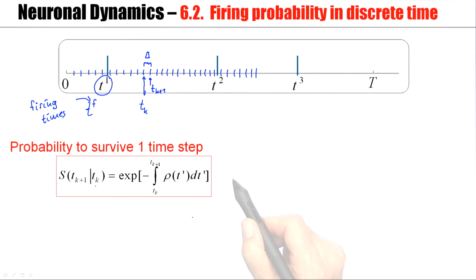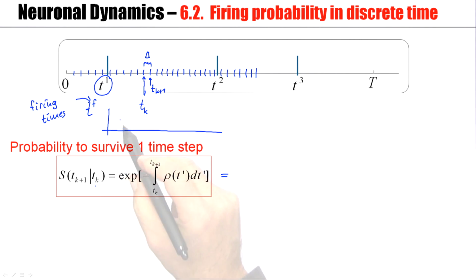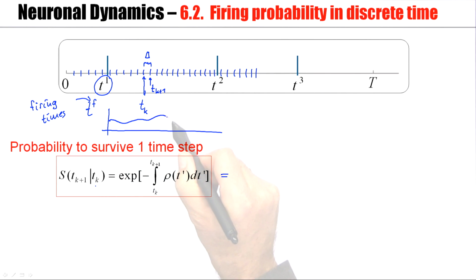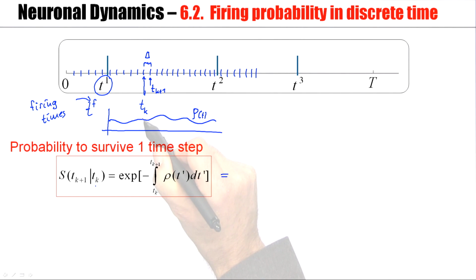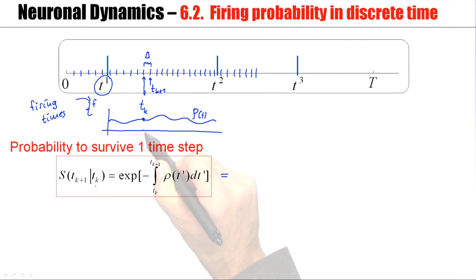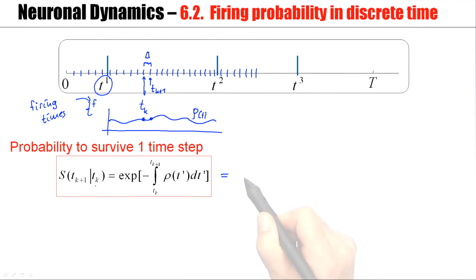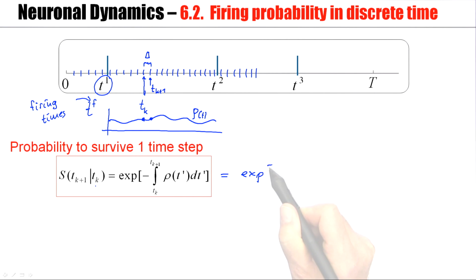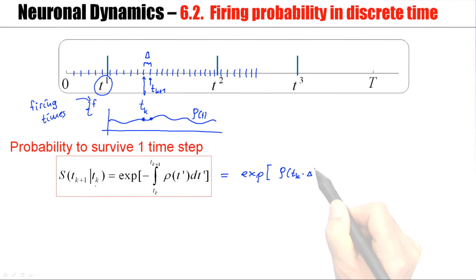Now if the time steps are small, then this function rho of t, which I would like to draw now here roughly, will not change a lot between tk and tk plus 1. So for this integral here, I can approximate this by rho of tk times delta.